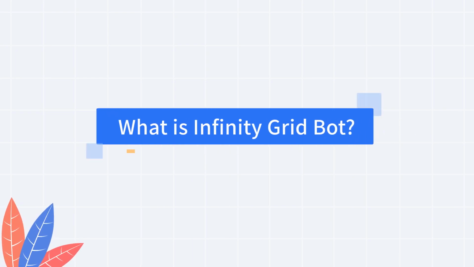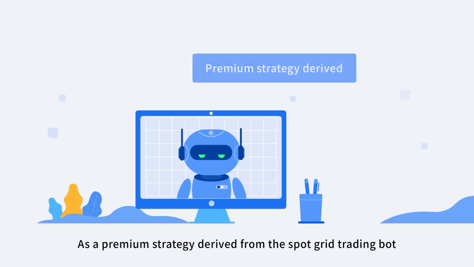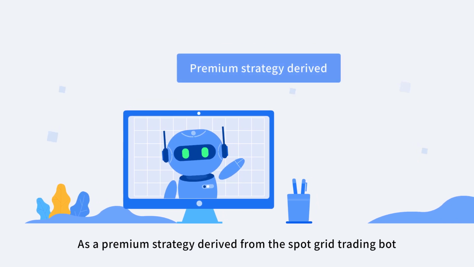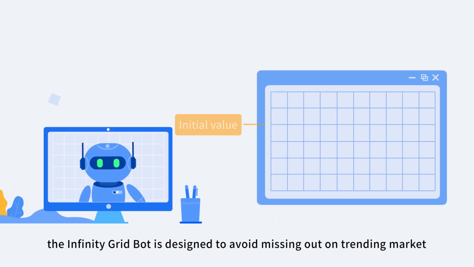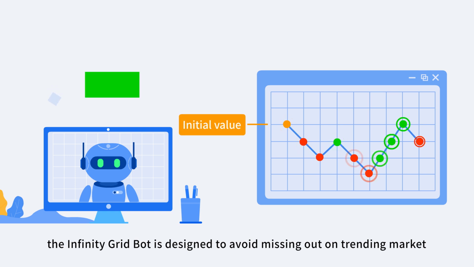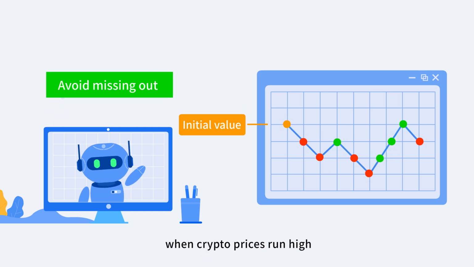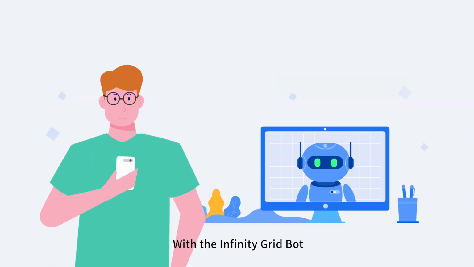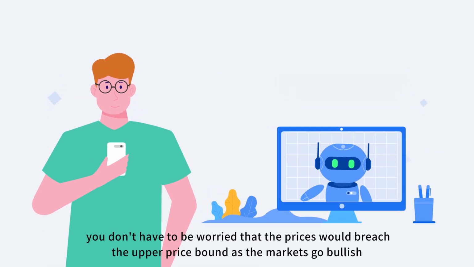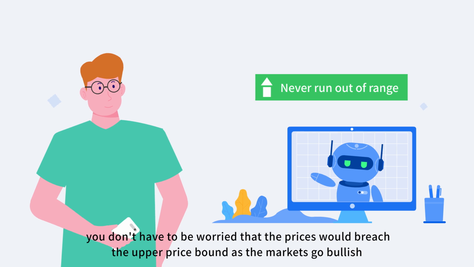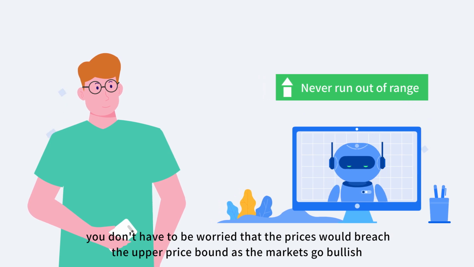What is Infinity Grid Bot? As a premium strategy derived from the spot grid trading bot, the Infinity Grid Bot is designed to avoid missing out on trending market when crypto prices run high. With the Infinity Grid Bot, you don't have to be worried that the prices would breach the upper price bound as the markets go bullish.